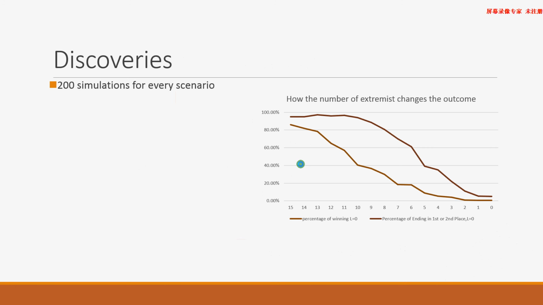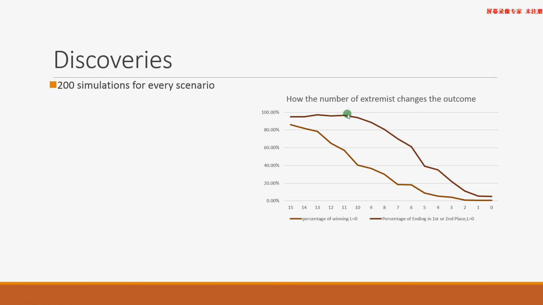And I wrote a program to implement the model and plotted the result. The horizontal axis represents the number of extreme voters, and the vertical axis represents percentage. I changed the number of extreme voters from 15, which is half of the total, all the way down to 0, while keeping other factors constant. This line shows the percentage of the extremist winning, and this line shows the percentage of the extremist ending in at least the second place, which means he is either first or second.